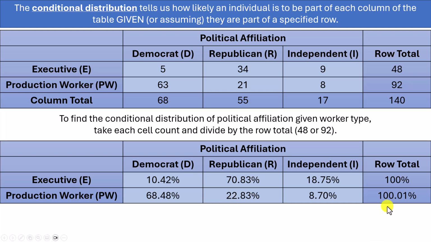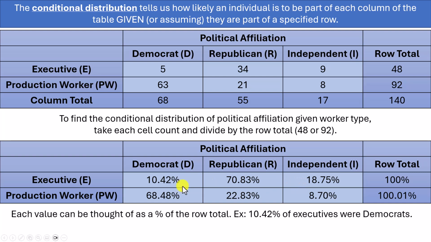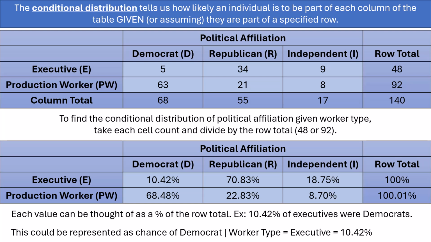Note that the row totals should technically add up to 100%, but due to the rounding, the total for production workers was a little bit over 100%. So to reiterate here, each value in the conditional distribution can be thought of as a percentage of the row total. So for example, 10.42% of just the executives were Democrats. Note that you might see the word given represented by a vertical line. So we could say that the chance of someone being a Democrat given their worker type is executive is about 10.42%.